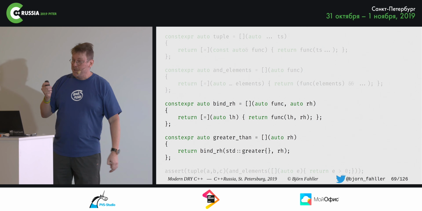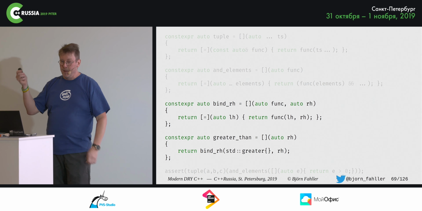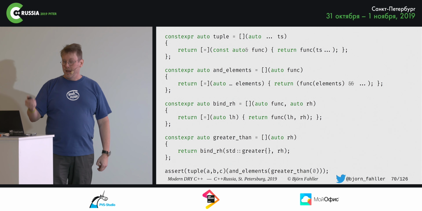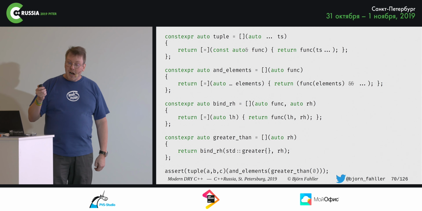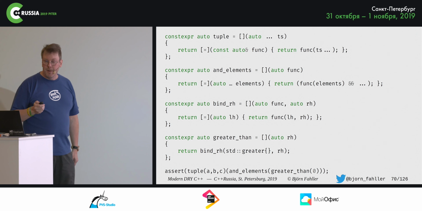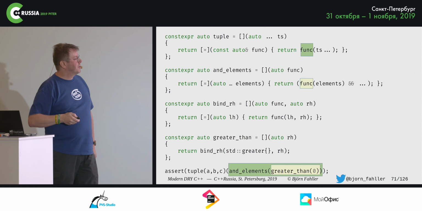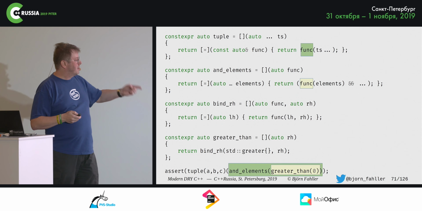Now I have the building blocks. This is Lego. So we can say this tuple A, B, C and elements greater than 0. We're getting to something here. So and elements greater than 0, you can see this composition, how it works. So this still reads A greater than 0 and B greater than 0 and C greater than 0 through all these indirections.